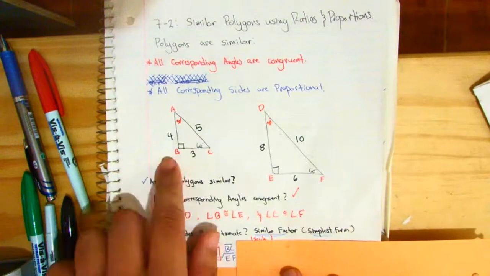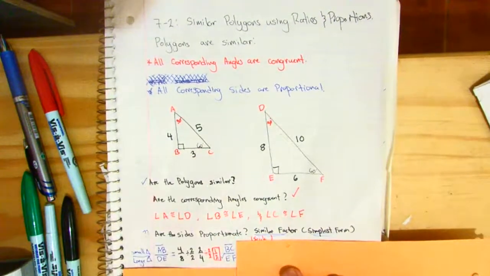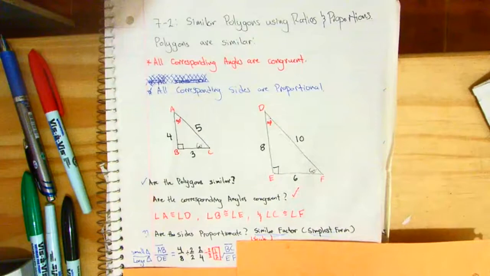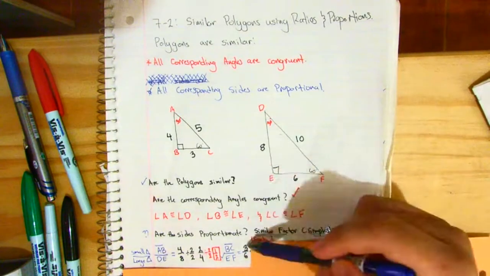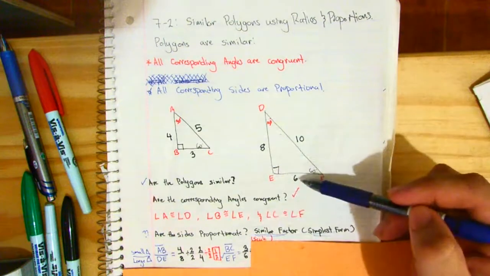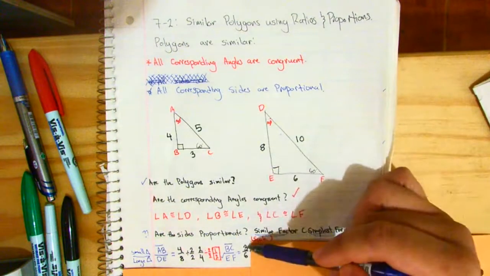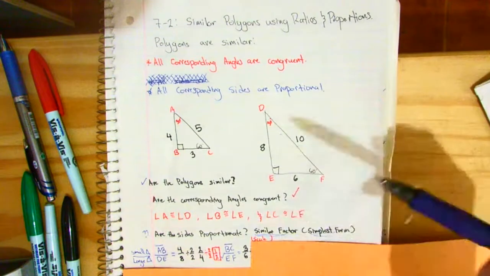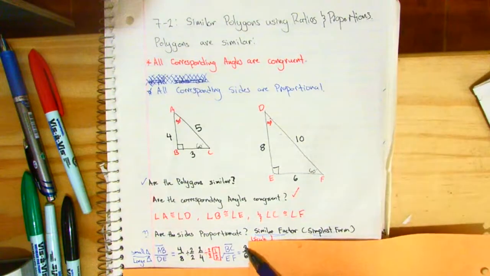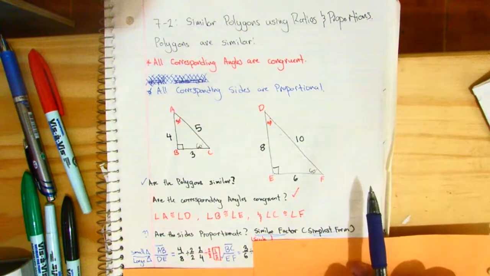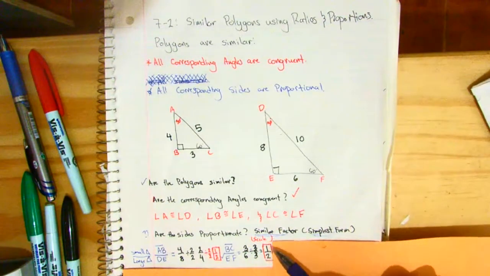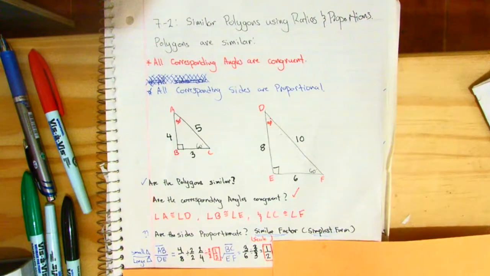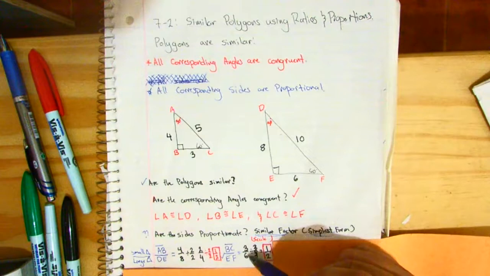Going on to the next one, segment BC and segment EF. BC has a value of 3, and EF has a value of 6. We can divide 3 over 6 by 3. 3 divided by 3 is 1, and 6 divided by 3 is 2. Once again, the ratio is 1/2. 3 is half of 6.